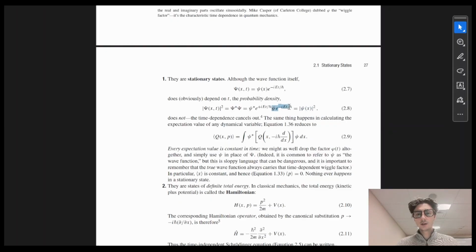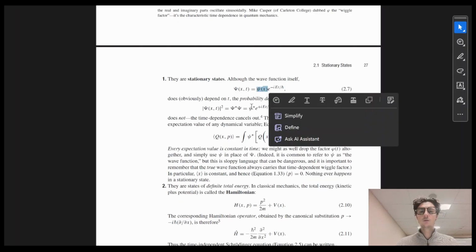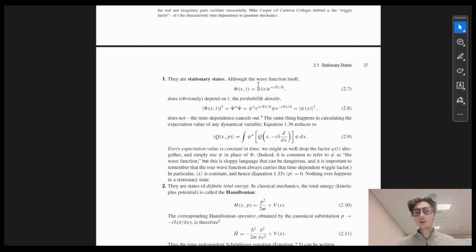So it looks like the time-dependent portions here cancel out because we have an exponent to the positive something times an exponent to the negative something. These things cancel out and give you 1, so we just get the absolute value squared of the time-dependent thing. So these stationary states, or the probability density, does not care about this time portion. It only cares about the position-dependent wave function, the lowercase psi. So the time dependence cancels out.